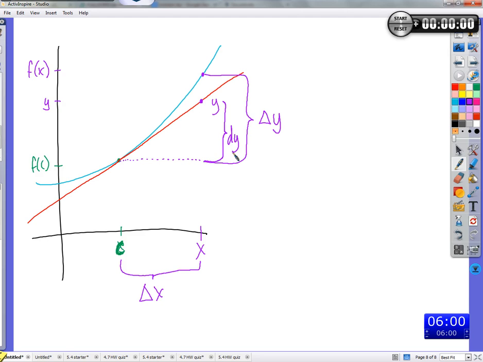Now, the change in x for the tangent line and the change in x for the original function is the same, right? So whether we call it delta x or dx, those are going to be the same thing. It's the dy and the delta y that we want to say, well, dy is going to be close to delta y. It's also going to be much easier to find. So sometimes we want to use dy to approximate the change in y of the actual function.